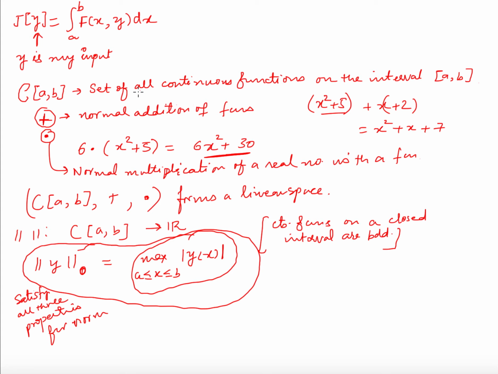So I have this normed linear space. We have this C[a, b] with plus and dot, this is our linear space, and with this norm defined like this it is our normed linear space. We'll use NLS for normed linear space. Okay, so can we see what is the meaning of closeness here? Suppose we have two functions y1 and y2, two elements of this space. What do we mean by the closeness of these functions? Let's see. In this normed linear space, what do we mean by the closeness of these two functions, y1 and y2?